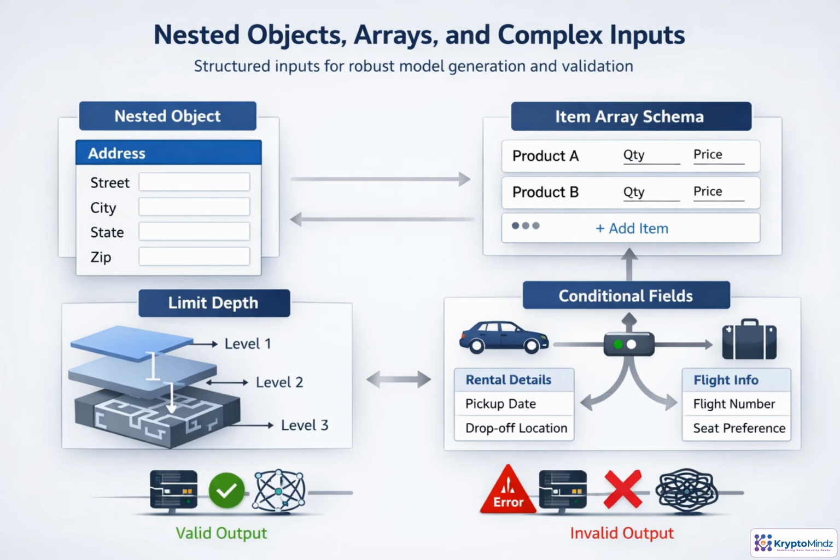Production tools often need inputs that look more like real data than simple form fields. Nested objects are useful when fields belong together, like an address or a date range, because the structure tells both the model and your server what must travel as one unit. Arrays need tighter contracts. Define the item shape, allowed counts, and whether duplicates are acceptable. But depth has a cost. The more layers you add, the harder generation and debugging become. For conditional inputs, use a clear discriminator, like trip type, so each variant exposes only the fields valid for that choice.